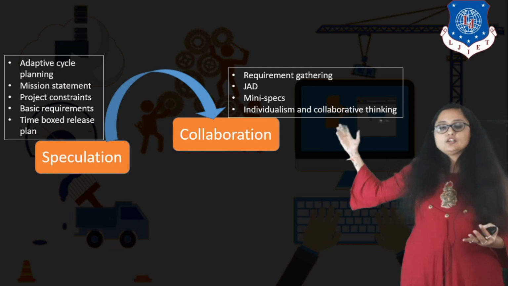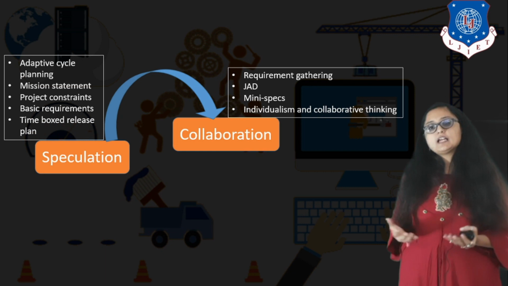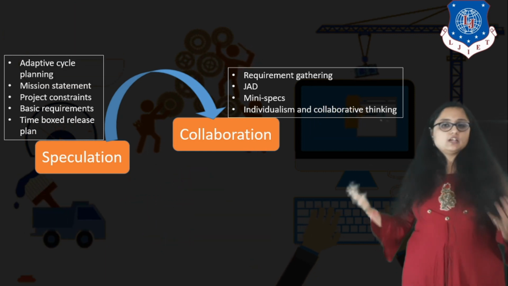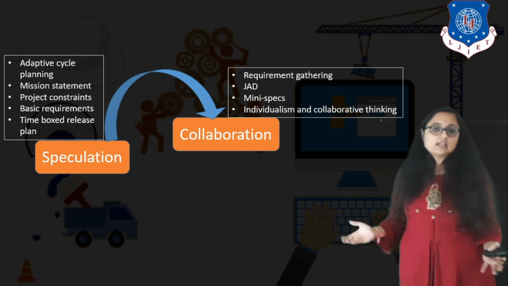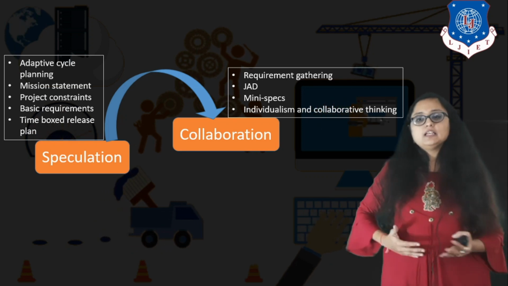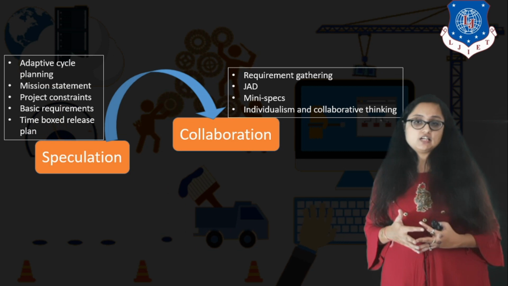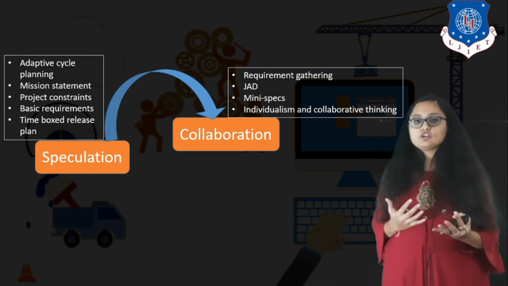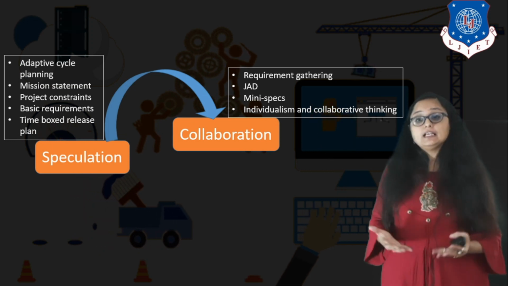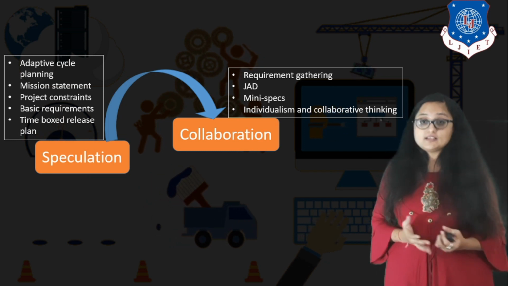Again, individual and collaborative thinking is to be taken into consideration, because sometimes it is very important to make decisions individually, right? Because we want quicker delivery, but there are some cases in which individualism should be kept aside and collaborative thinking is to be taken into consideration. So this is a mixture of collaboration as well as individualism. Many specifications are created in this phase, which can be analyzed or reviewed by the customer.